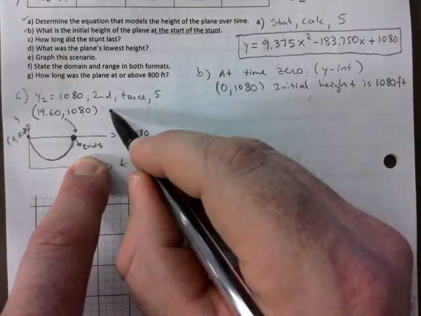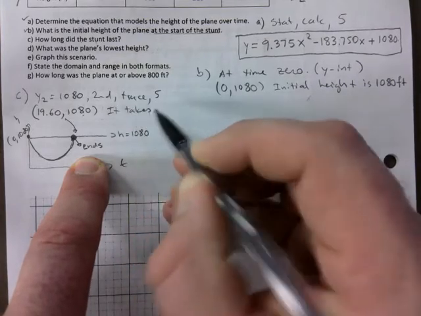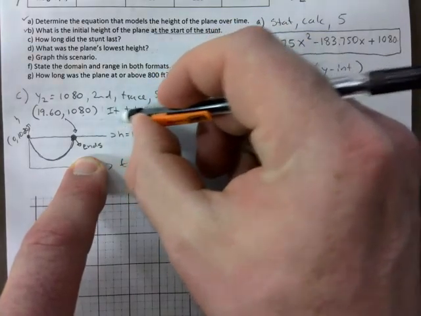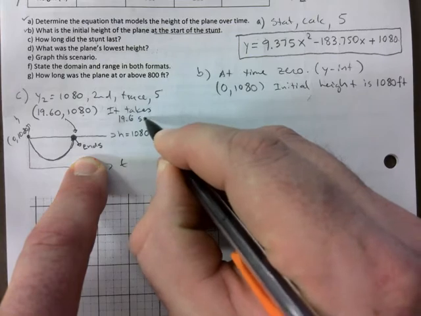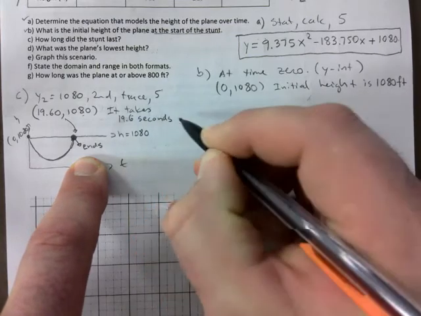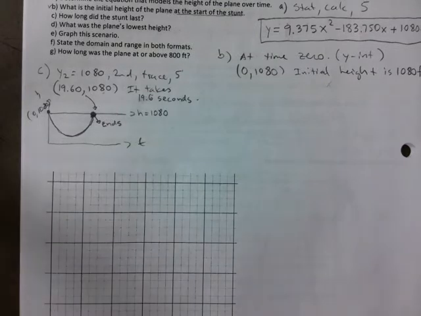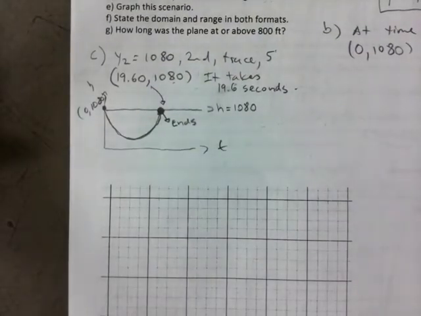So the stunt takes, not 1000, 19.6 seconds. Obviously, on a test or whatever, I don't need you to do all of that. This is just for you, right? These are your notes. And I would like you to have detailed notes, as detailed as possible, so you understand how I got it.